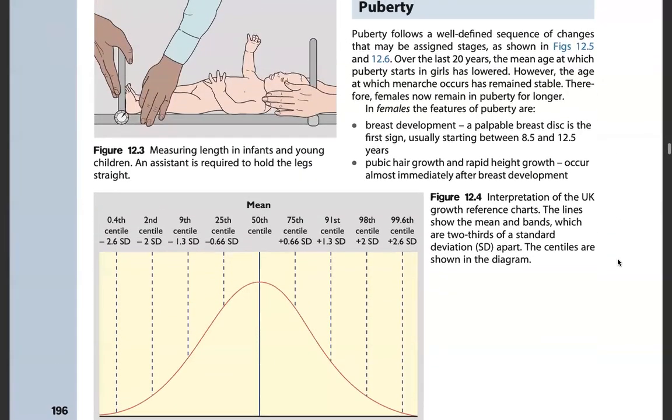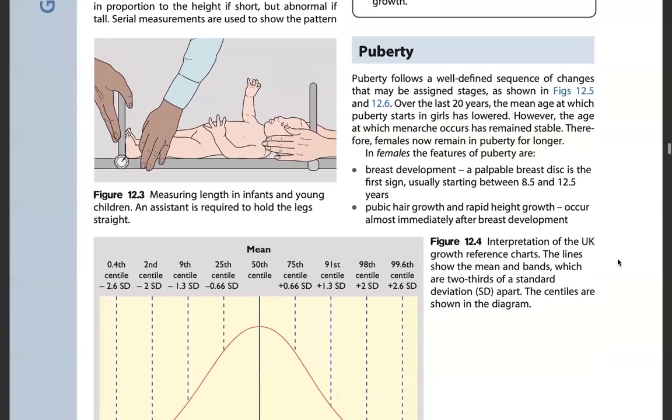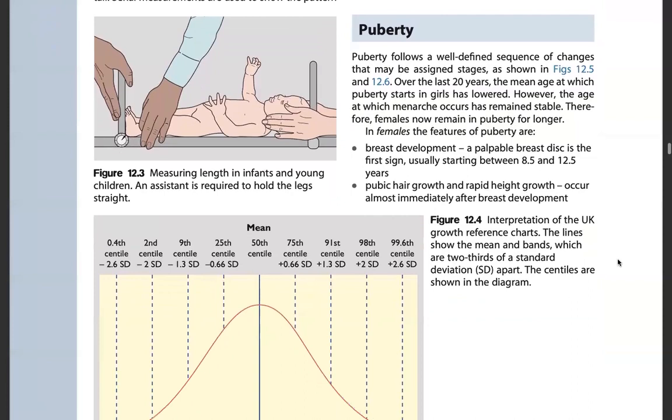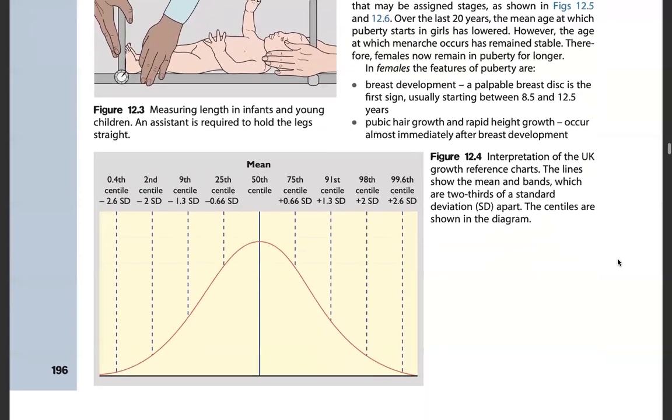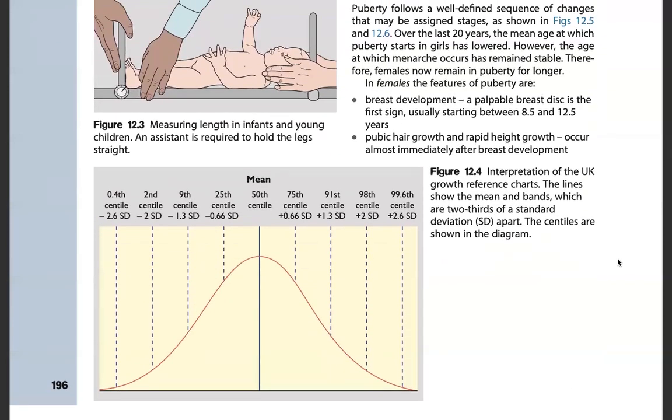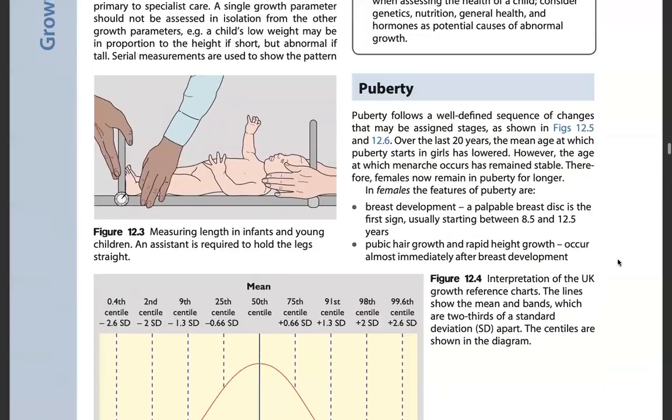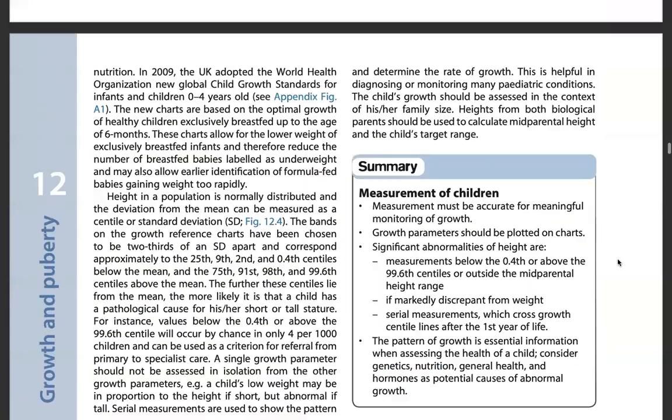This is measuring length in infants and young children. An assistant is required to hold the leg straight. And this is the mean centile chart, the interpretation of UK growth reference charts. Lines show the mean and bands, which are 2/3 of the standard deviation apart. The centiles are shown in the diagram.